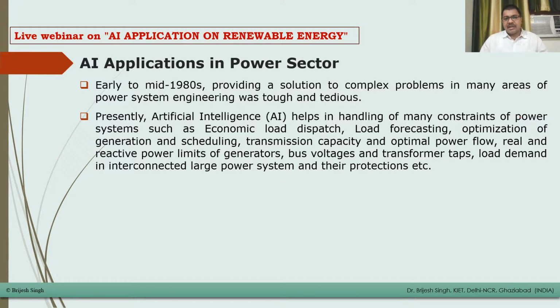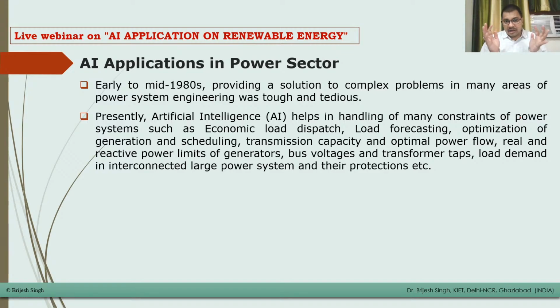Presently, artificial intelligence helps in handling many constraints of the power system, such as economic load dispatch. The major complex problems of the power system include economic load dispatch, load forecasting, optimization of generation and scheduling, transmission capacity and optimal power flow. At the same time, real and reactive power limits of generators, bus voltages, transformer tap selections, load demands in integrated large power systems and their protection. These are some major complex problems already existing in the power sector.